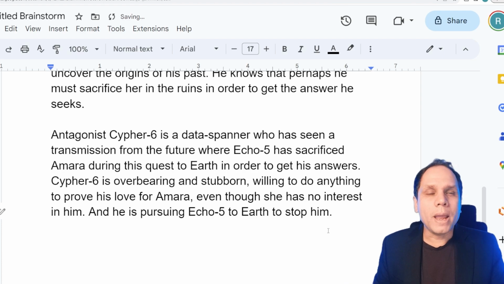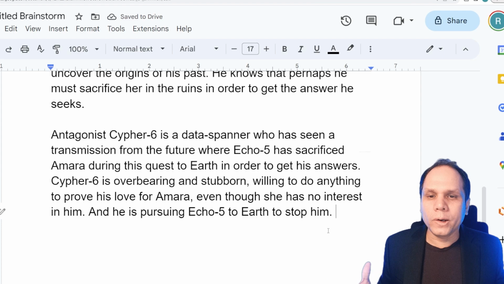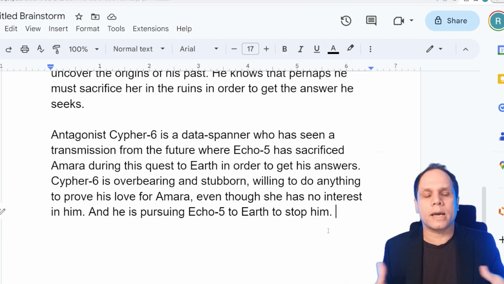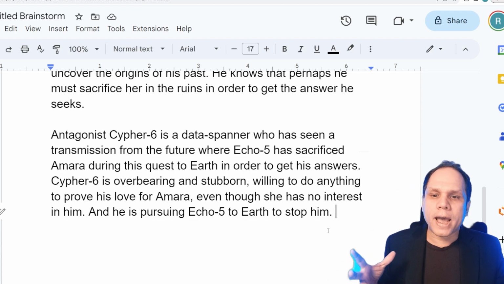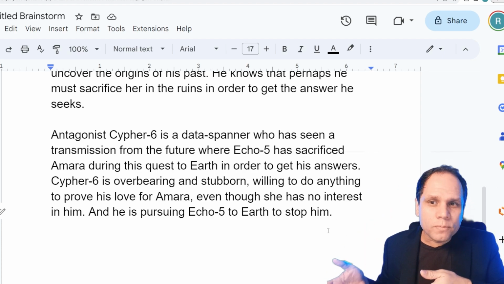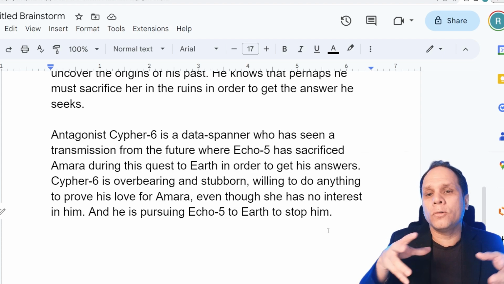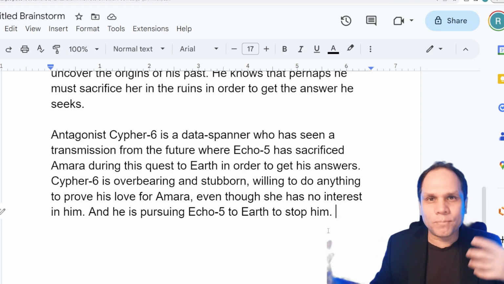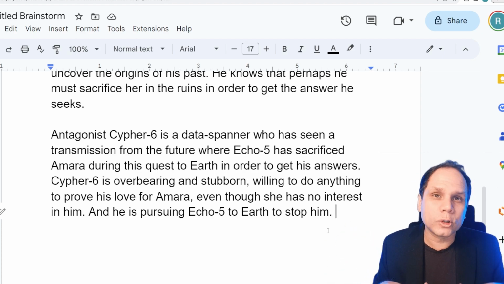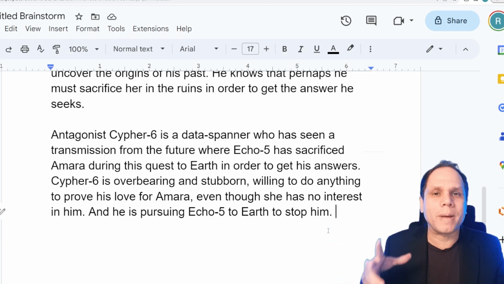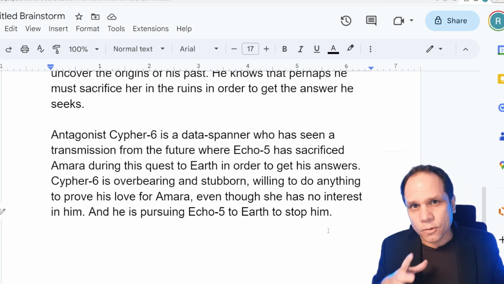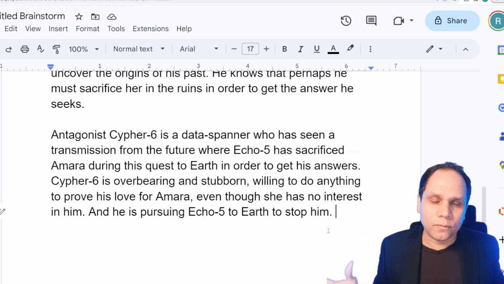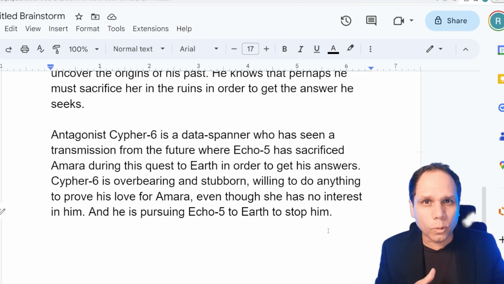So you may be realizing kind of where I'm going with this. If you're like me, you're like, how could these things fit together? Which is the next step? I already have this idea that Cypher 6's involvement is actually going to be part of what causes Amara to be sacrificed. So maybe they're having some kind of battle up where the power source is, and the battle between Cypher 6 and Echo 5 results in Amara falling into the power source and thus sacrificing her, launching the story forward from there.